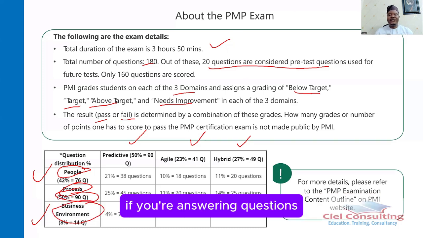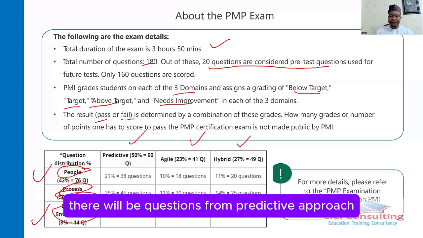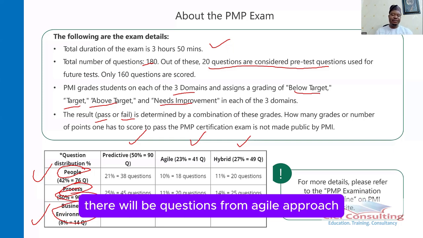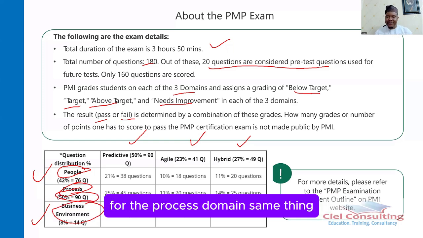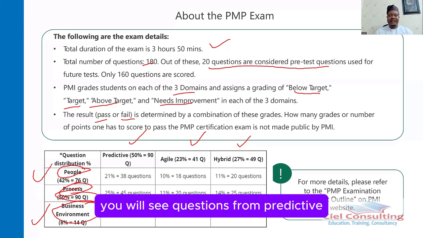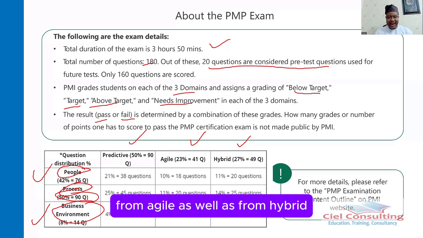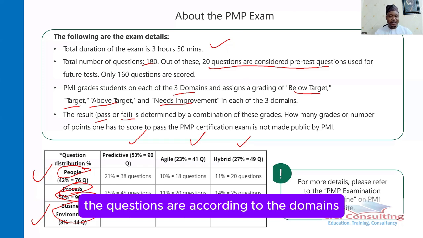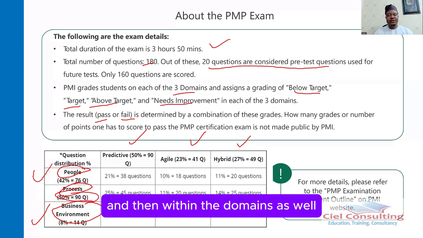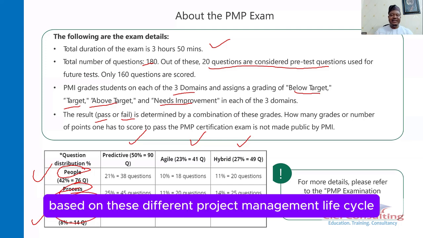If you're answering questions, say for example, in the people domain, there will be questions from the predictive approach, questions from the agile approach, and also questions from the hybrid approach. For the process domain, same thing: you will see questions from predictive, from agile, as well as from hybrid. So the point we're trying to make here is that the questions are according to the domains, and within the domains, the questions also emanate based on these different project management life cycles.